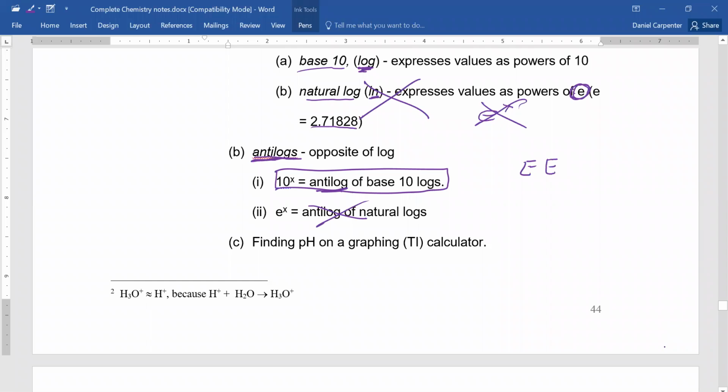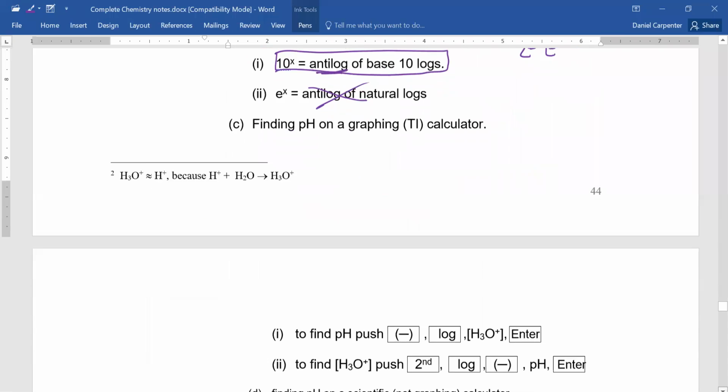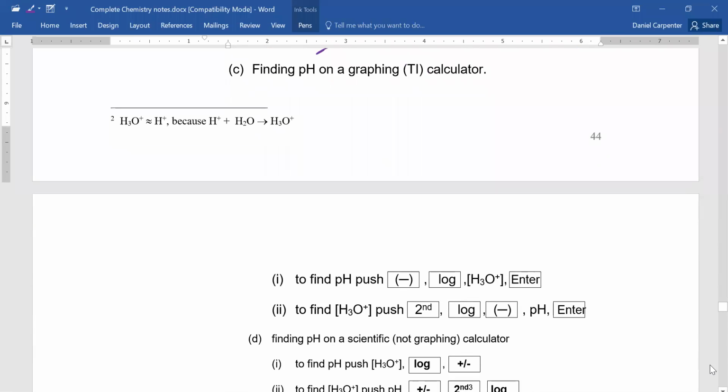Okay. Please tell me you took your calculators home. If you didn't take your calculator home, there's probably some online calculator you can use.